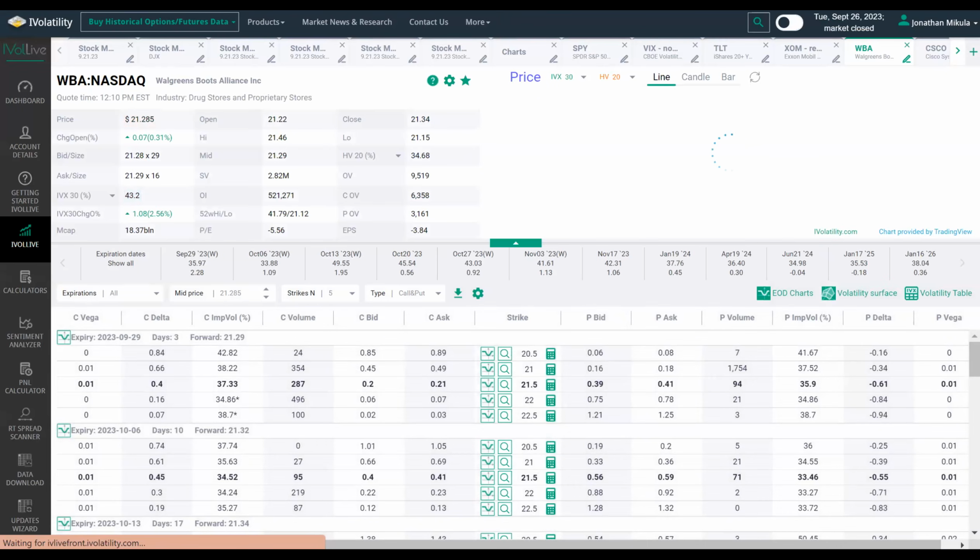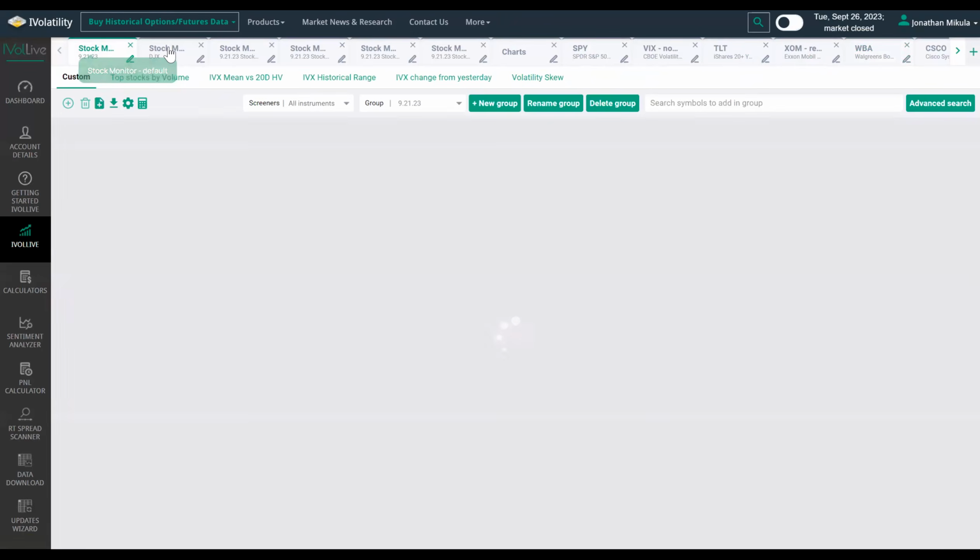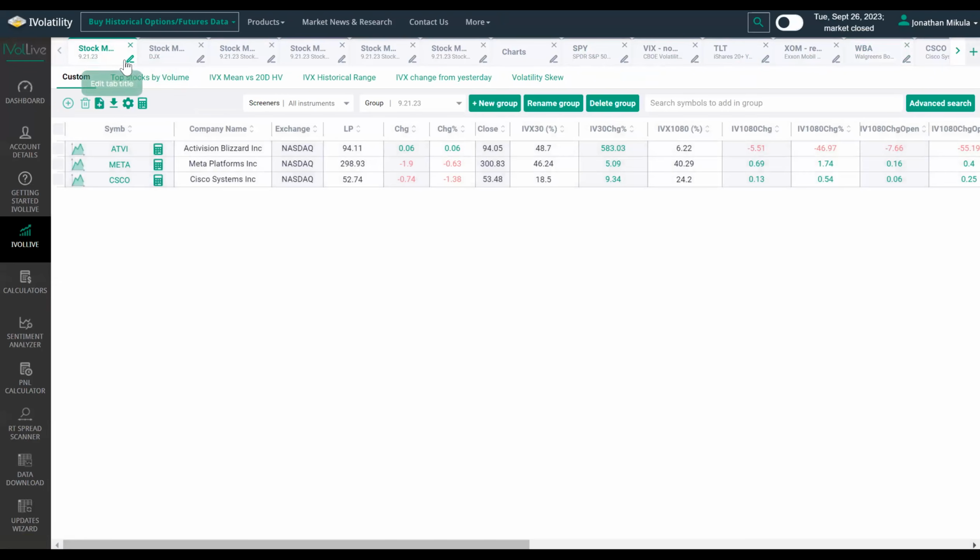So specifically, here are our examples. We'll be going through Walgreens, Exxon, and Cisco today. But one of the cool things I did last week, and again, we'll include that recording, was I showed the different ways to run scans with our stock monitor. So now we have the ability to change the title here. So we can say stock monitor, analyze today, for example.